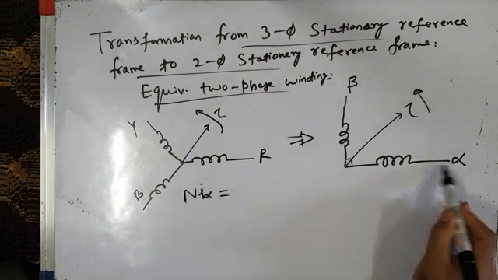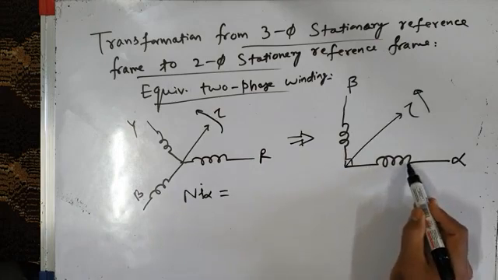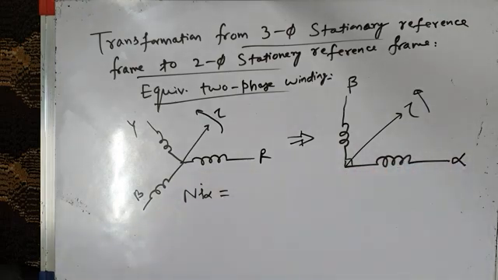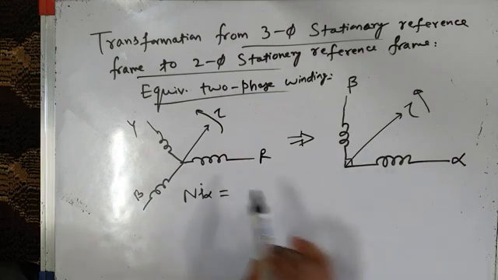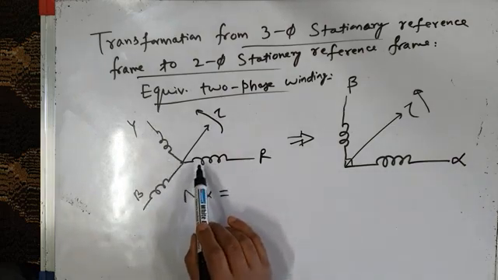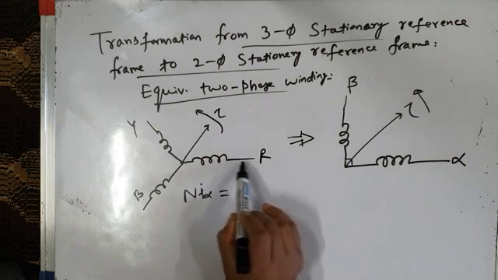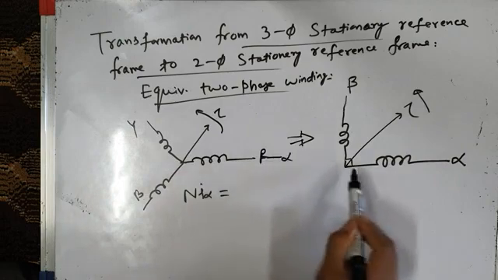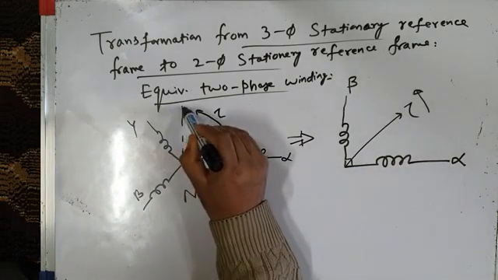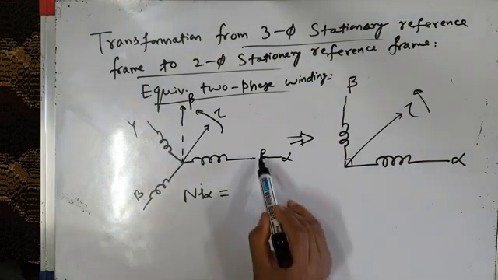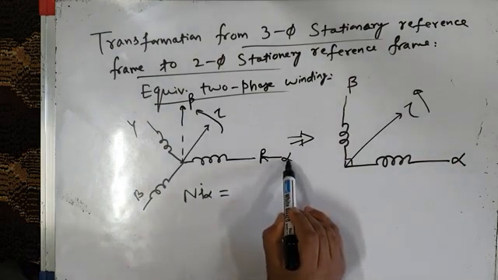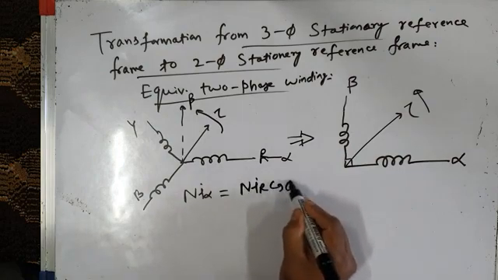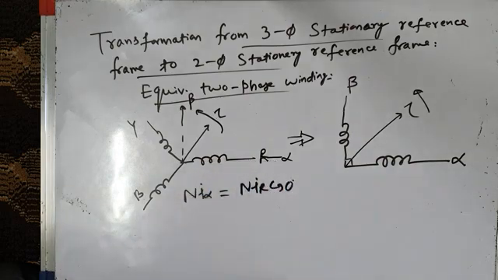I alpha is the current carried by alpha axis, multiplied by number of turns, it gives MMF along alpha axis. Okay, so it is equal to, if you see the three-phase windings, IR is flowing in R phase winding, and this R phase winding is the same as alpha winding. This is alpha and this is beta. R phase winding is aligned along alpha axis, so it is equal to N into IR into cos 0 degree, because R phase winding is aligned along alpha axis.